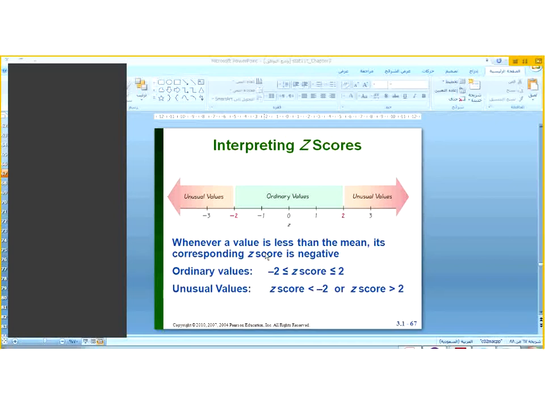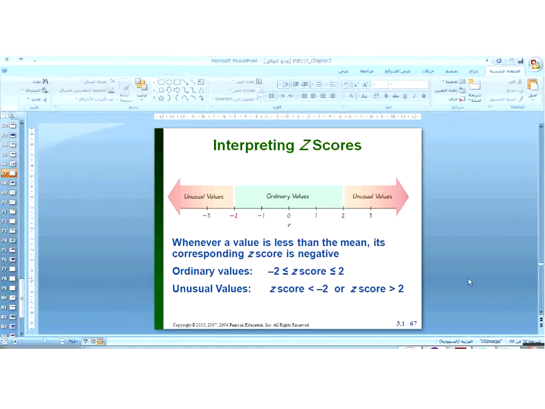So if I have a z-score equal to 1.5, is it ordinary or unusual? Z equal 1.5. What do you think? Of course ordinary, because it falls within -2 and +2. Clear?